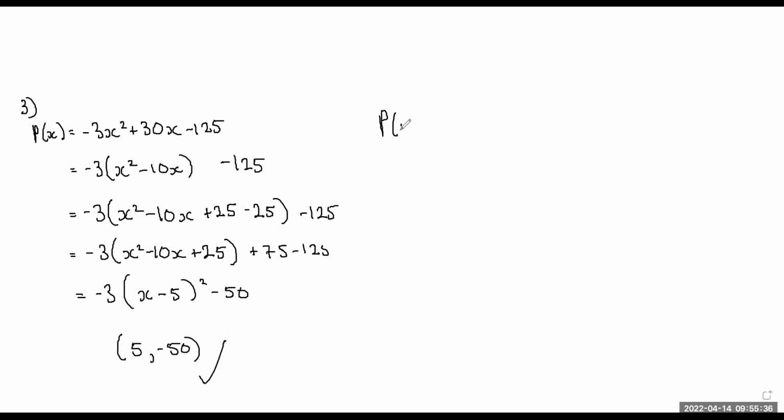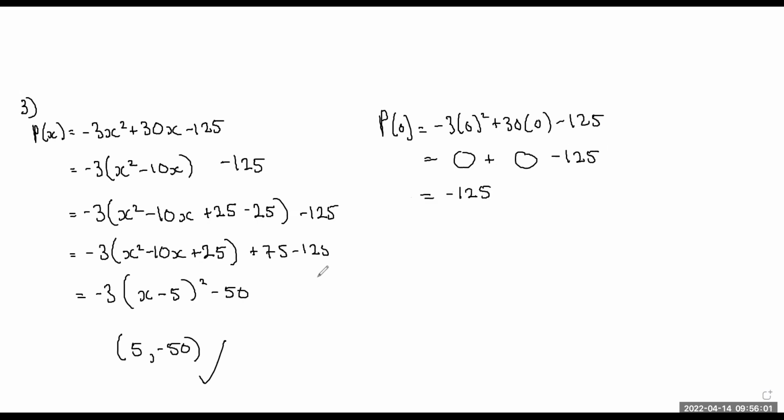Argument 2, if x is 0, what's my y? The graph says the y is going to be -125. Well, let's plug in 0. The first term, obviously, will be 0. Second term, obviously, will be 0. If x is 0, my y value is -125, and that matches.